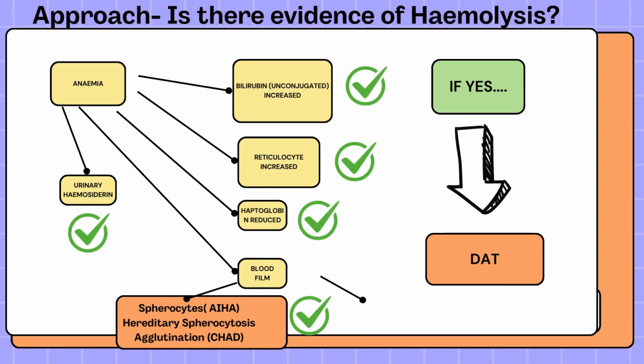So to actually confirm that your anemic patient is hemolyzing, you typically would find a raised unconjugated bilirubin because of the breakdown of red cells before it is conjugated in the liver. Reticulocyte count is increased because of a high bone marrow turnover. Lactate dehydrogenase may or may not be increased because it might be associated with lymphoma or cancer. The haptoglobin is reduced as it binds to free hemoglobin.